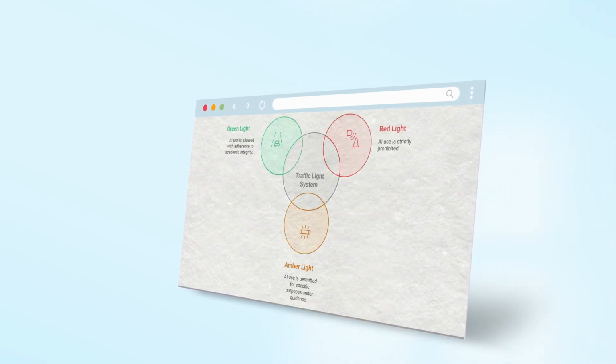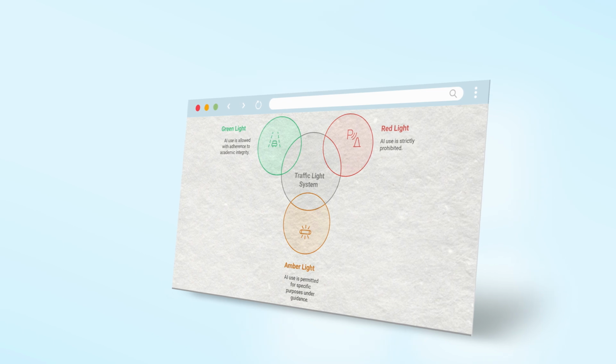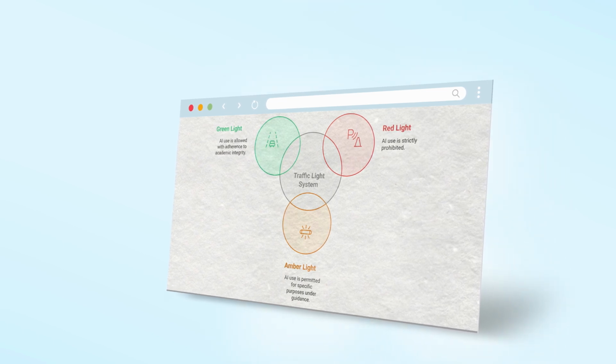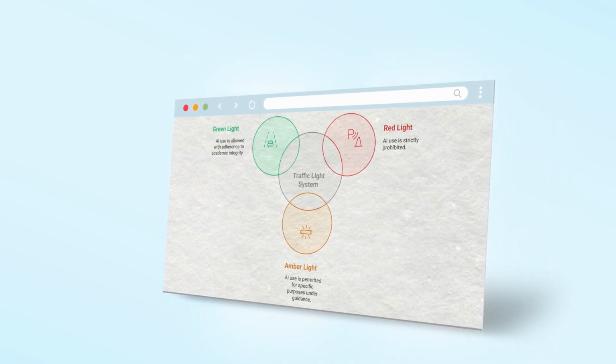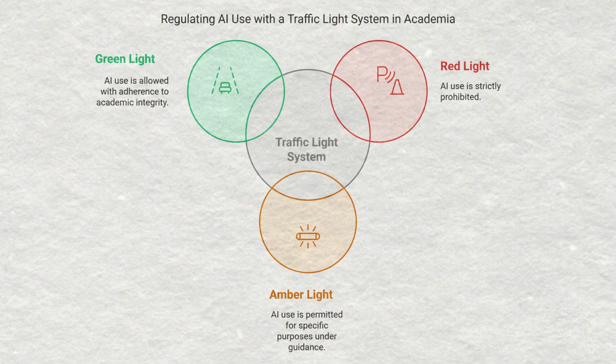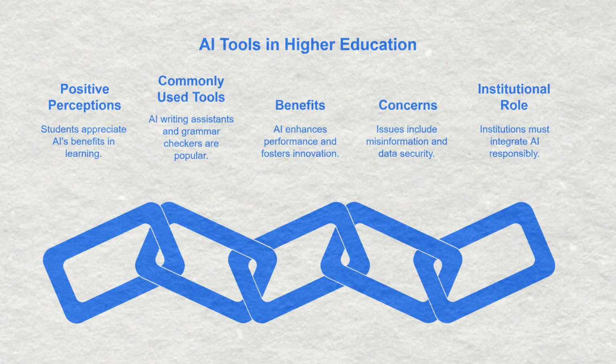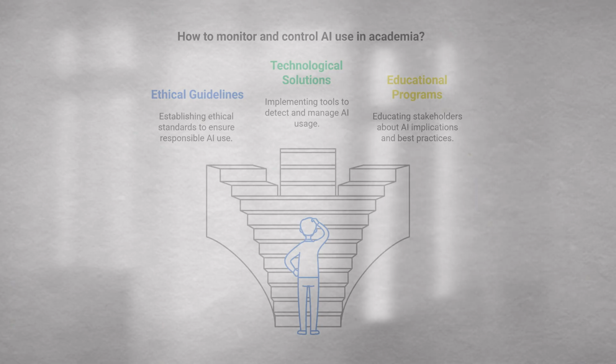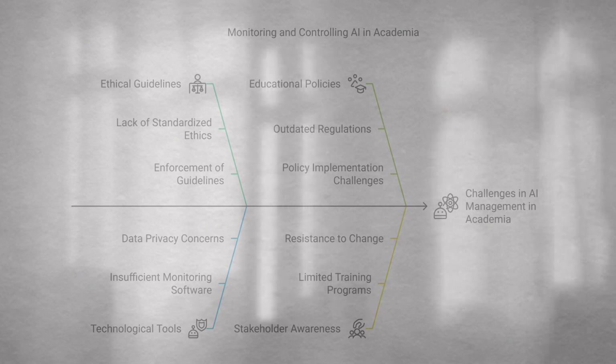You have red, AI use is strictly prohibited. Amber, it's permitted for specific purposes under module coordinator guidance. And then we have, of course, green, which means you're allowed. Go nuts. But you still must adhere to academic integrity practices and principles, and they're defined differently by different colleges. So we still need to understand what exactly academic integrity means in relation to AI usage.